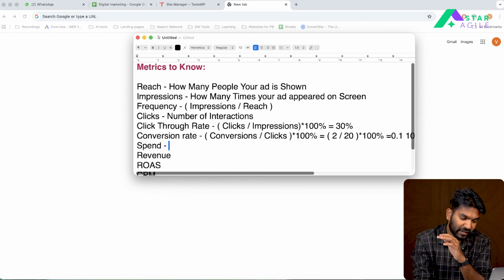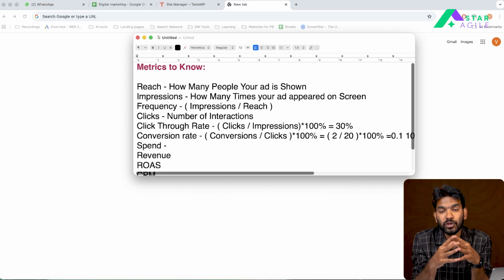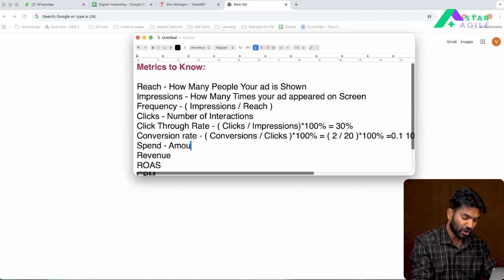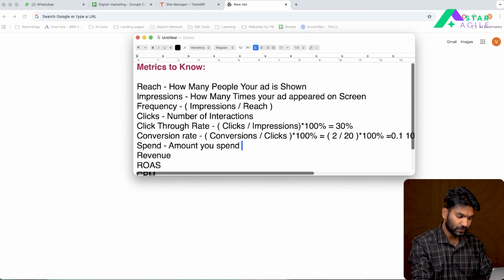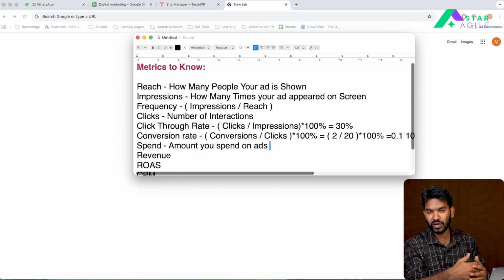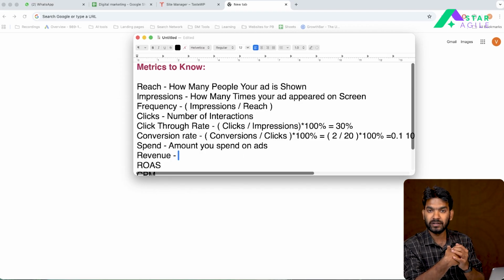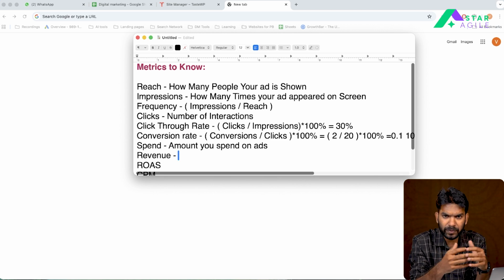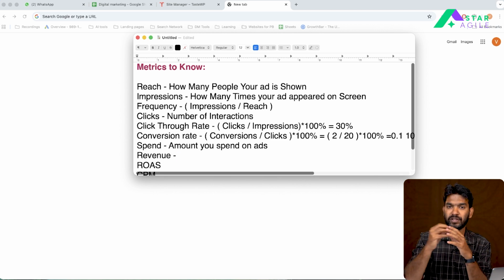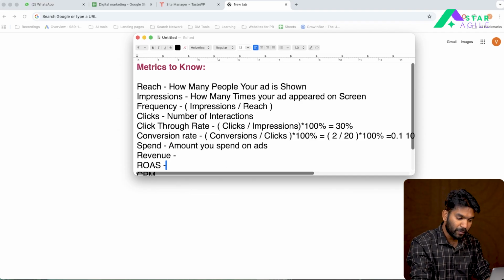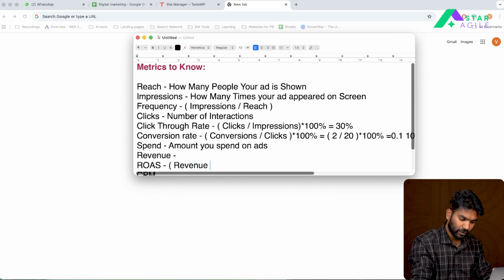Now, spend is nothing but how much amount you are spending on your advertisement. It is nothing but the amount you spend on ads. So, the amount you are investing on ads, and revenue, how much amount you earned. So, if you are investing 10 rupees for an advertisement to sell a product, and you got 50 rupees, the revenue you generated is 50. Now, the formula for ROAS will be revenue by spend. Revenue by spend.